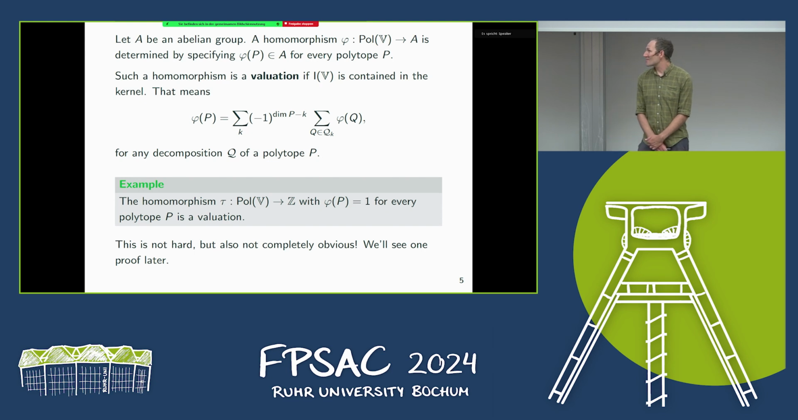The first example is the trivial homomorphism that takes every polytope to 1. And I claim that this is not obviously a valuation. I will give you a proof later in this lecture, and it's not super hard, but for those of you who are bored over the next few slides, maybe you can think about how you would prove that even this trivial homomorphism actually is a valuation. It's not totally obvious to me.